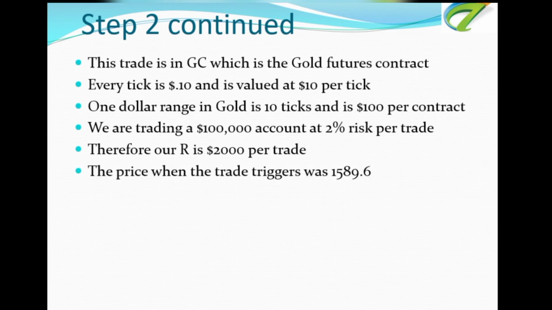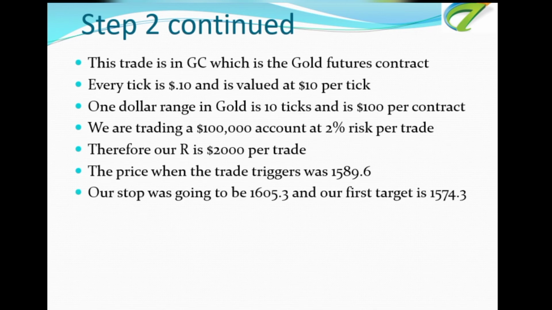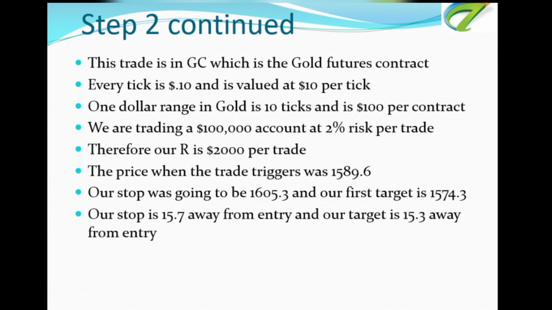The price when the trade triggered was 1589.6. Our stop was going to be 1605.3, and our first target is 1574.3. Our stop is 15.7 away from entry, and our target is 15.3 away from entry. So the reward to risk ratio is 0.97.